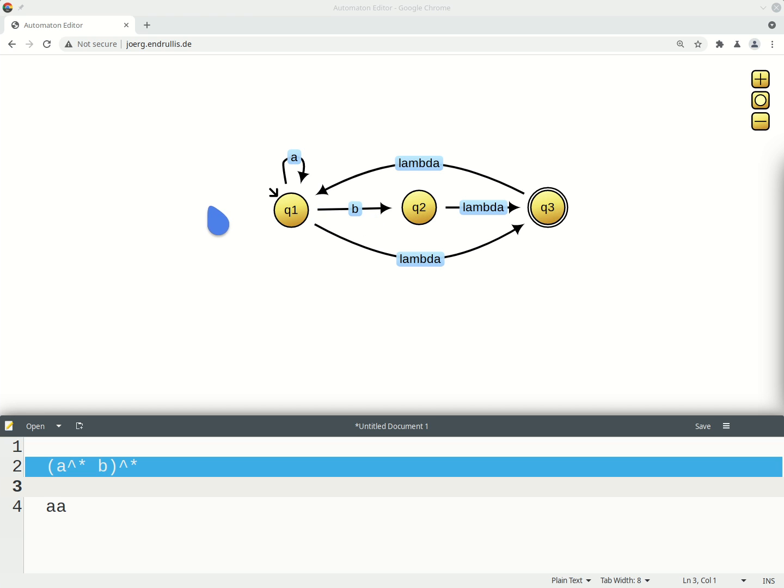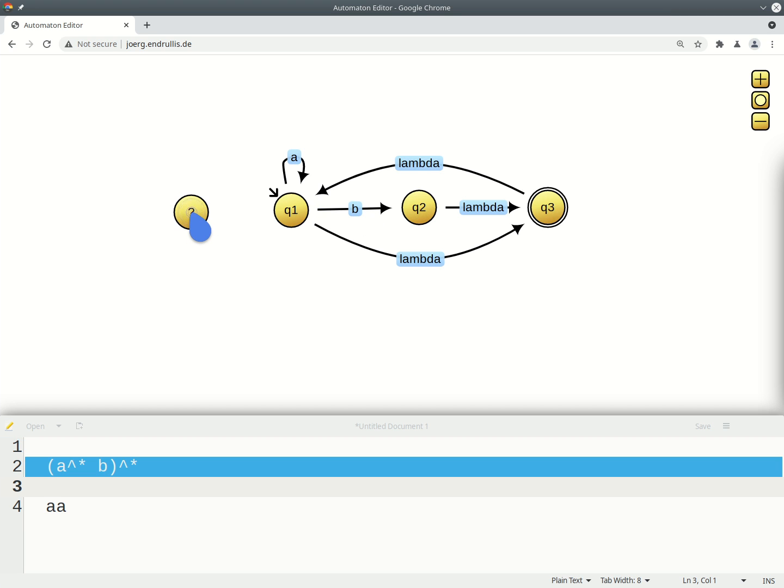So this shows that we really need to add a fresh final state. Let's call it Q0. This is now our final state. We have to add a lambda transition from Q0 to Q1.